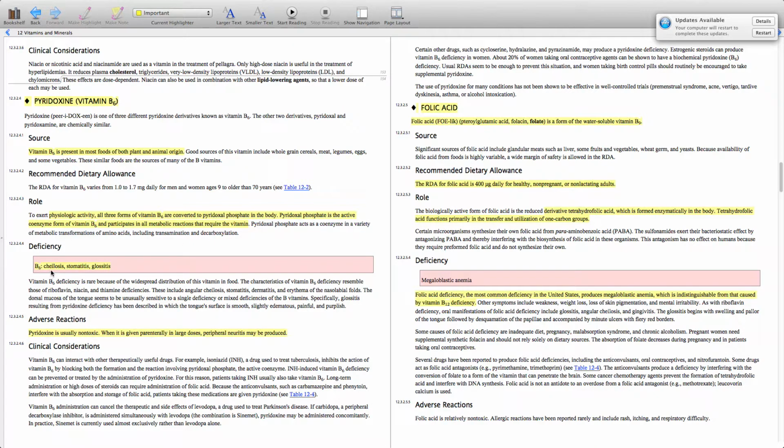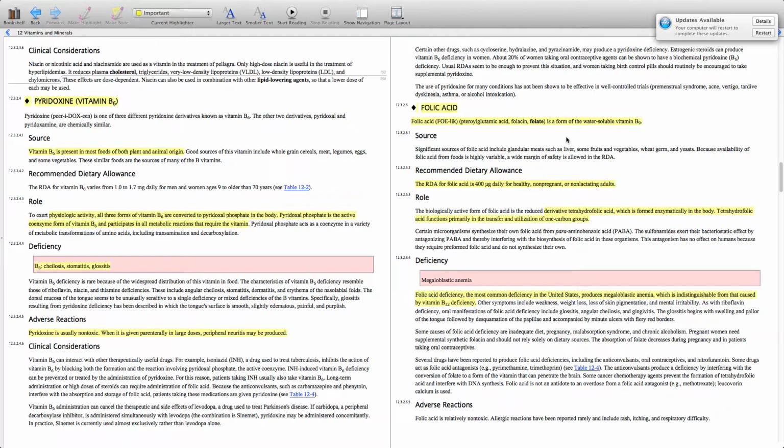Deficiency: cheilosis, stomatitis, and glossitis. Pyridoxine is usually non-toxic. When it is given parenterally in large doses, peripheral neuritis may be produced.